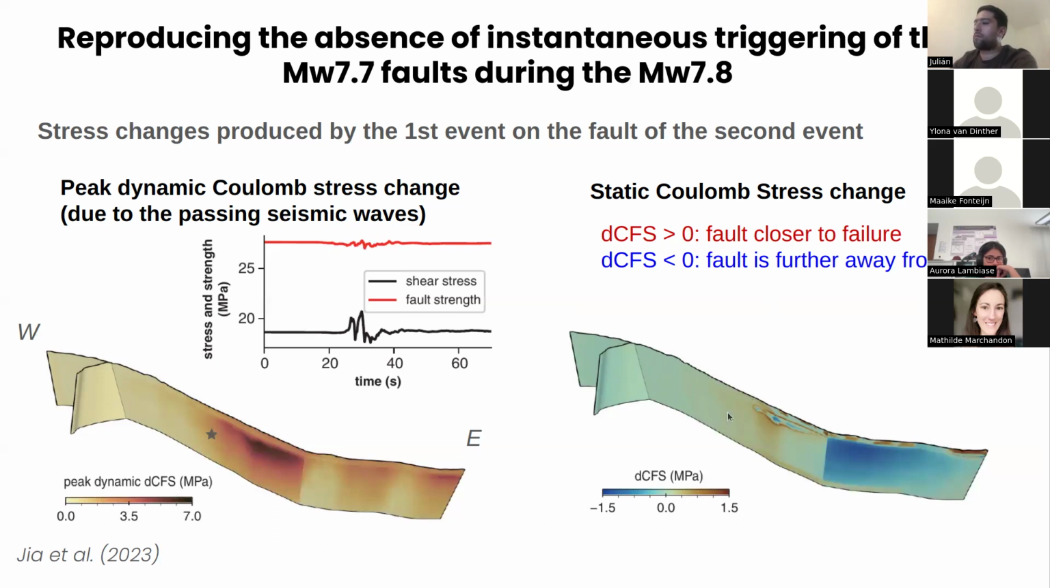You can see that the second earthquake nucleated here, and so this area has been brought closer to failure by the first event, but really not much, just a tiny little bit. And this part of the fault that also ruptured during the simulation undergoes a very large negative dynamic stress change. So I think from this we can say that the first event didn't trigger the second one, but it only modulates the dynamics of the second event.